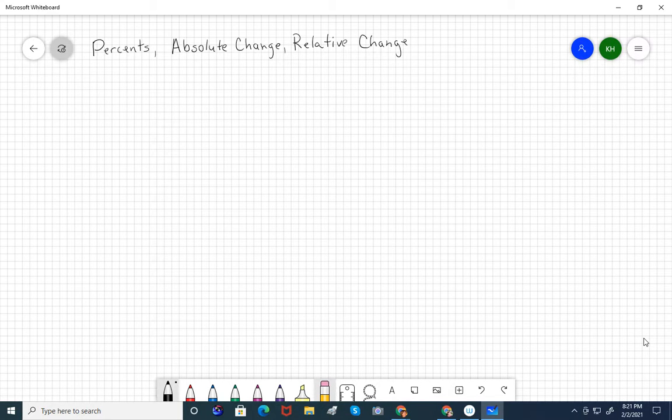Let's start with percents. If I want to take a percent, most of the time I personally think in terms of part over a whole. Once I do that, that's going to give me a fraction. If I divide, it's going to give me a decimal. If I multiply it by 100, it's going to give me a percent.